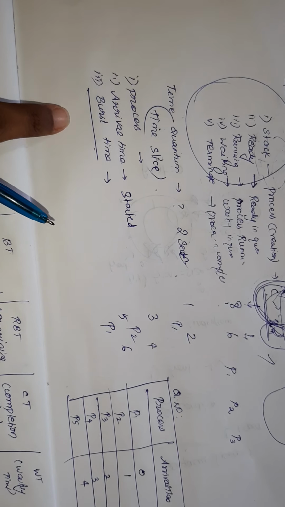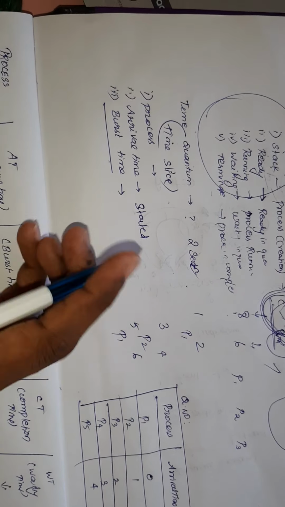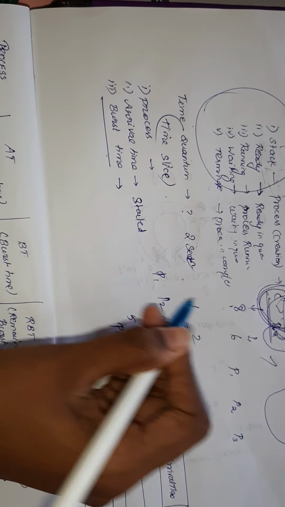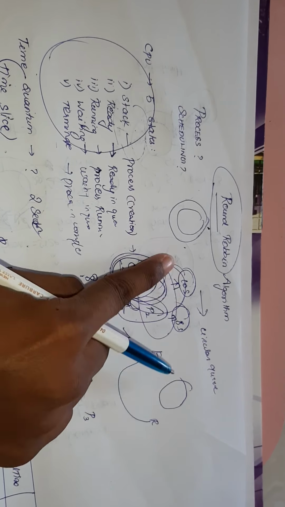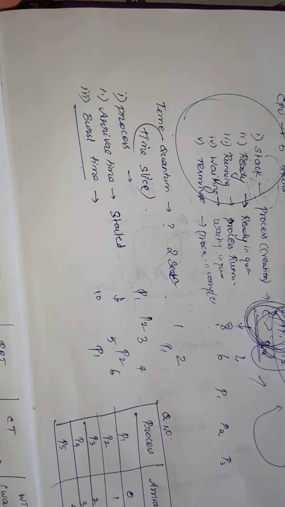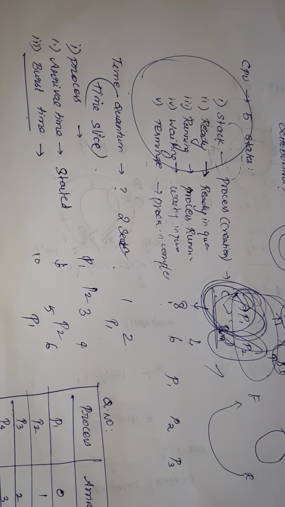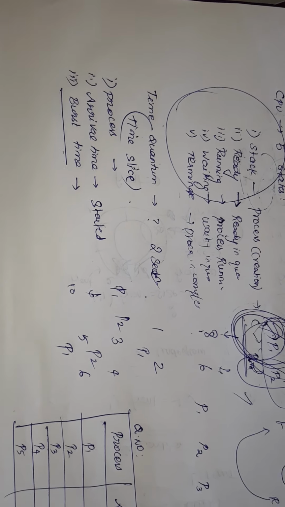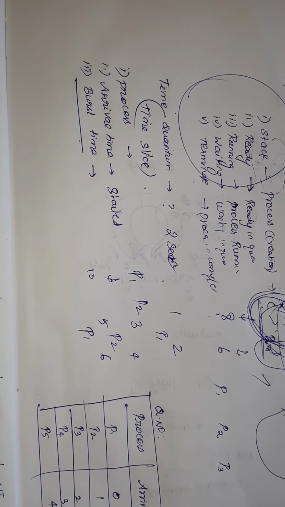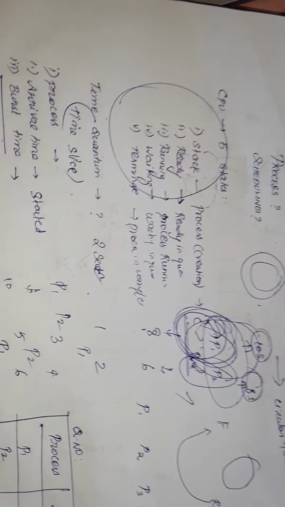Next one, burst time. Burst time means how much time the process needs. Suppose I have P1 and P2. I said this needs 10 seconds and this needs 8 seconds. That is nothing but burst time. So process means how many processes will be waiting, P1, P2. Arrival time is when it is started. Burst time is how much time each process needs. For example, P1 needs 10 seconds and P2 needs 8 seconds.